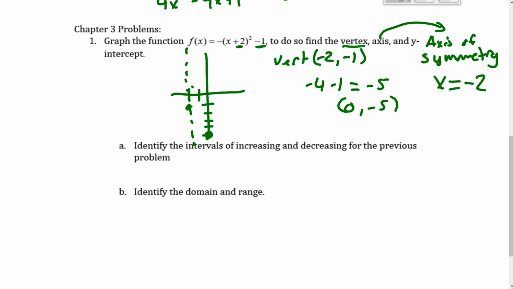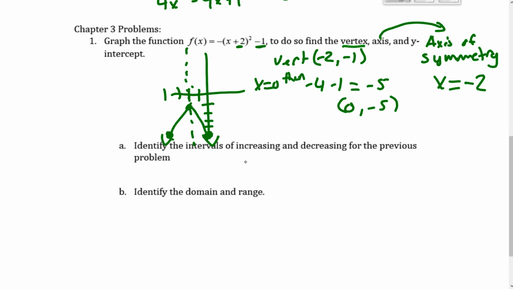So it is 2 away from this line, so I go 2 on the other side, and I have that same y value. So then I can graph that way. Again, you can always start plotting points. Once you have your vertex, you can plot any points. X equals 0, then you can plug that in.